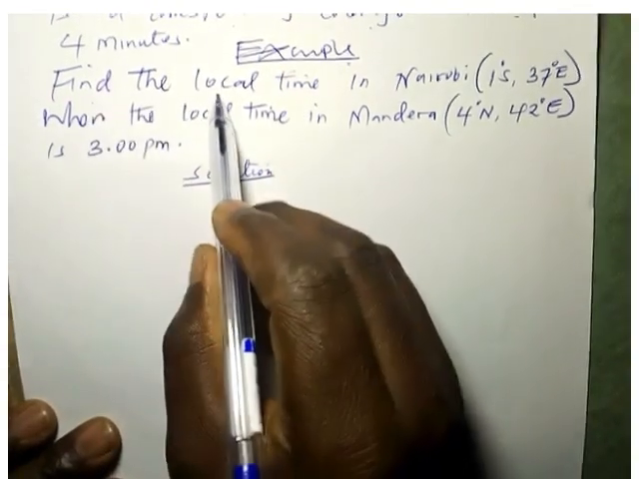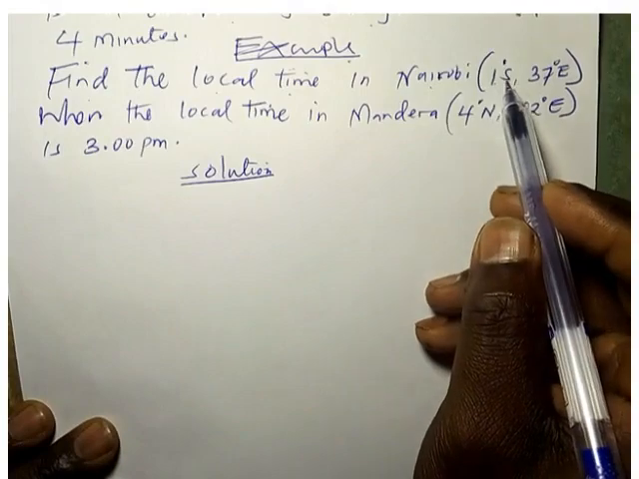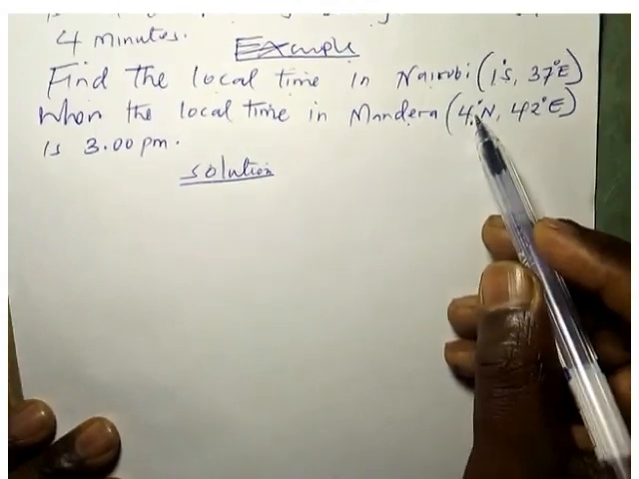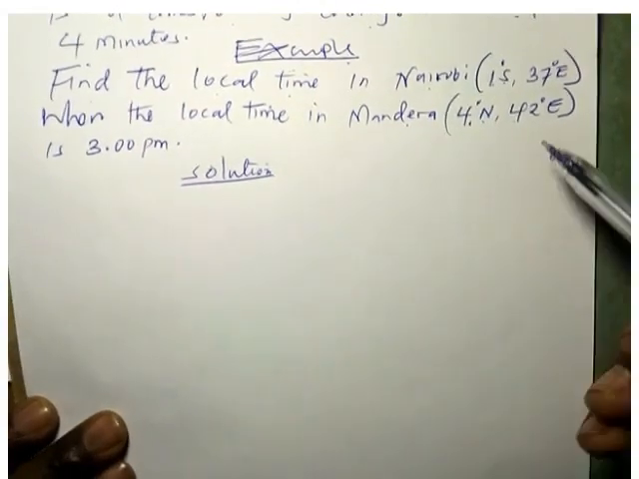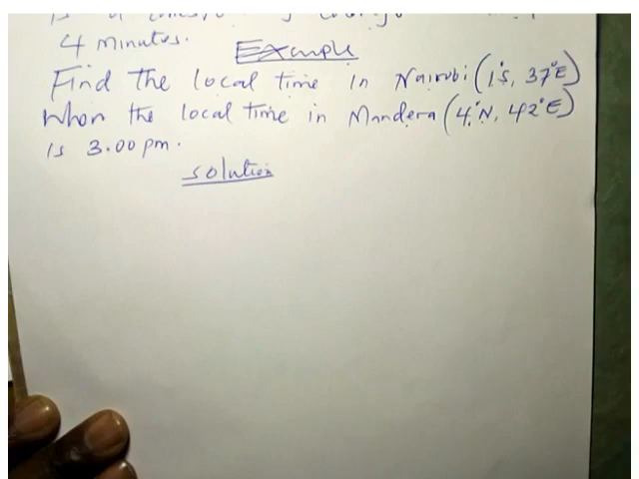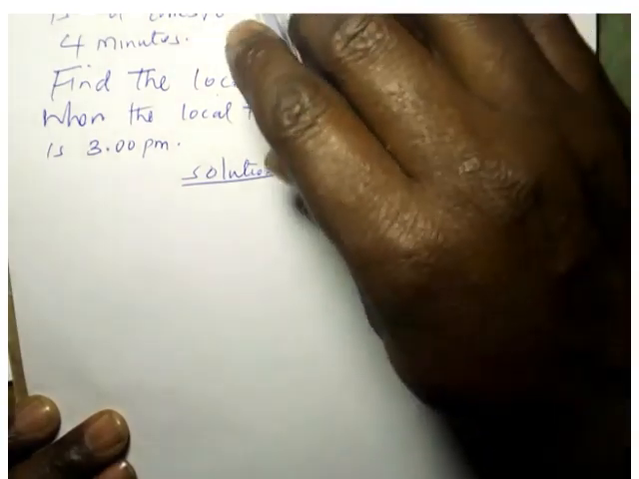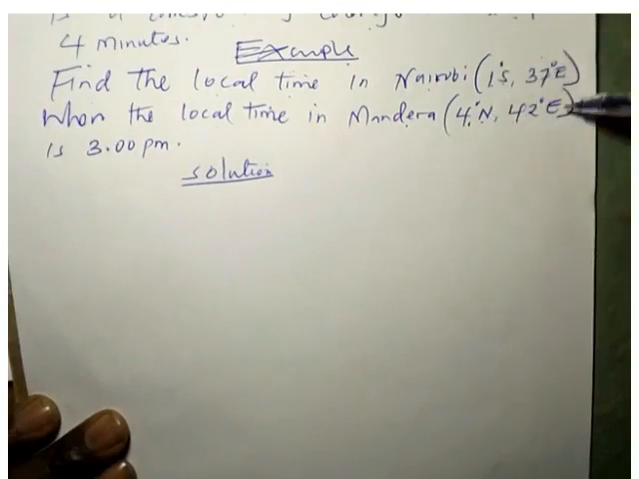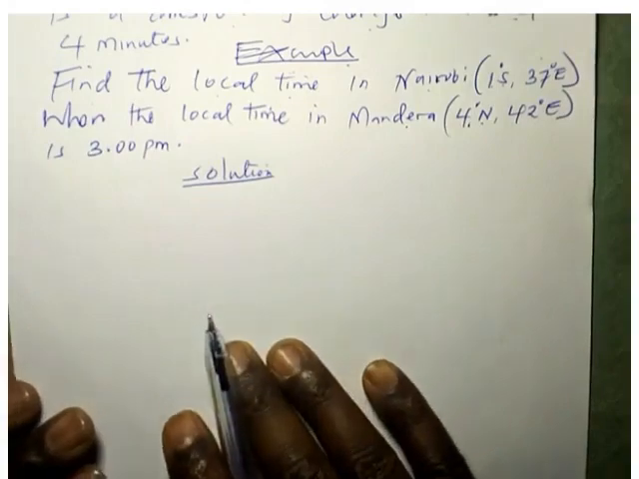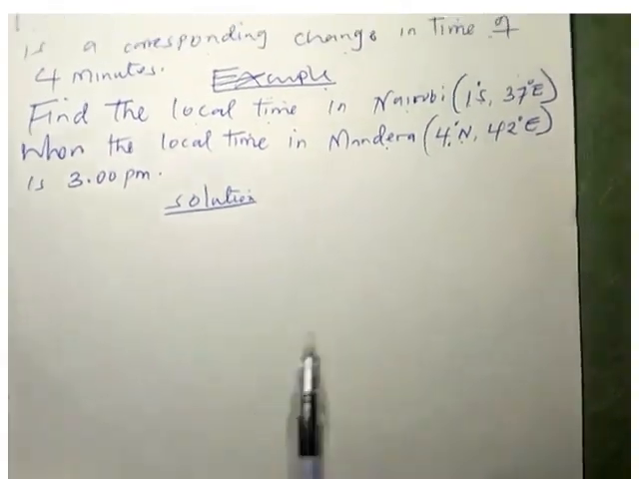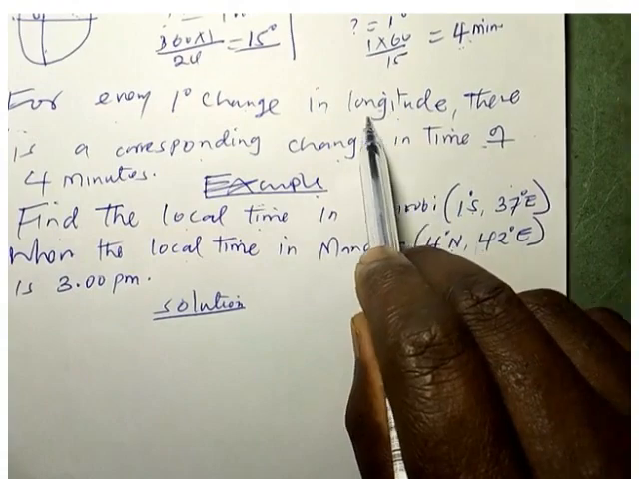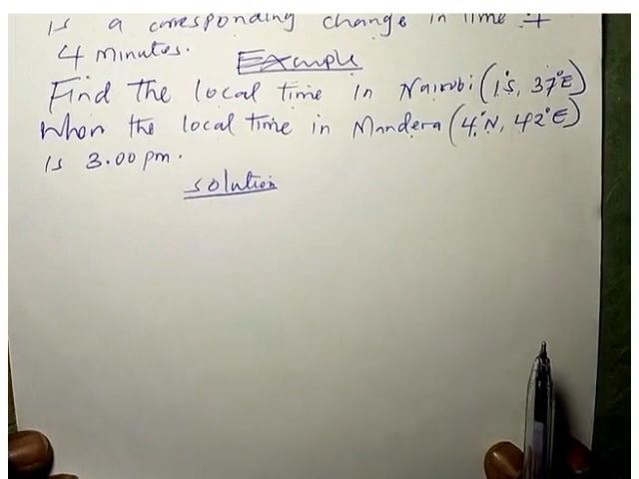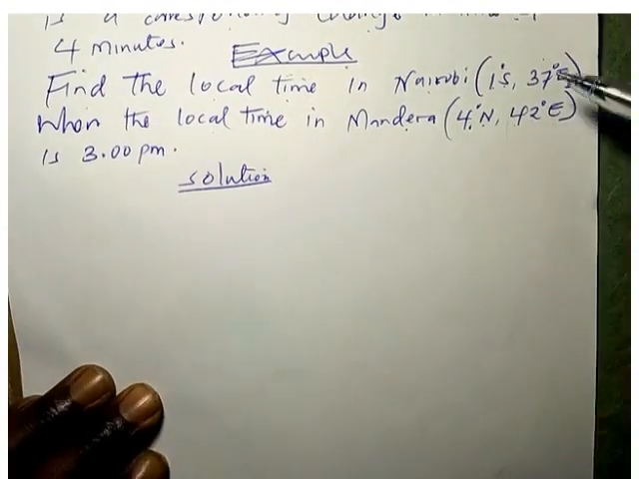For example, find the local time in Nairobi, 1 degree south, 37 east, when the local time in Mandera is 4 degrees north, 42 east. You see both of them are in the east. Remember, for time, we are considering only the longitudes. We don't care about the latitude. We are interested in the longitudes because the change is in the longitude and not the latitude.